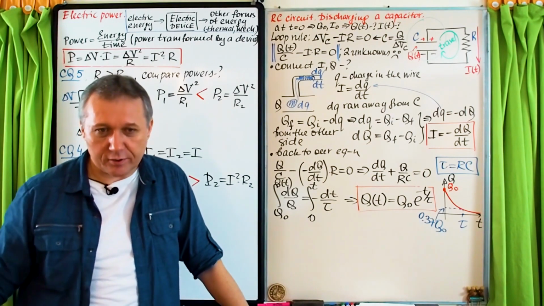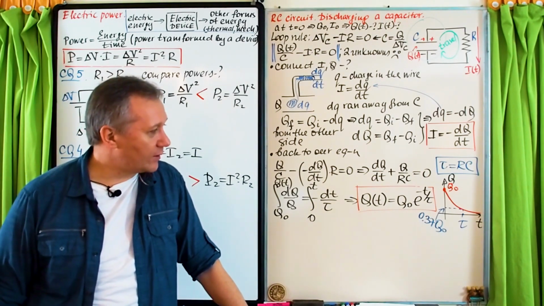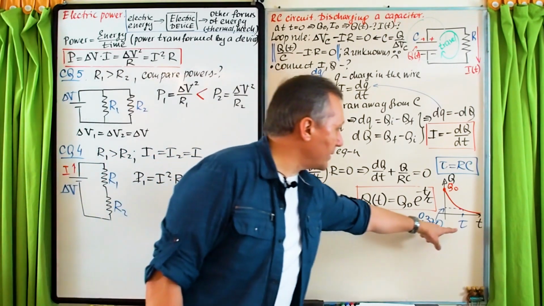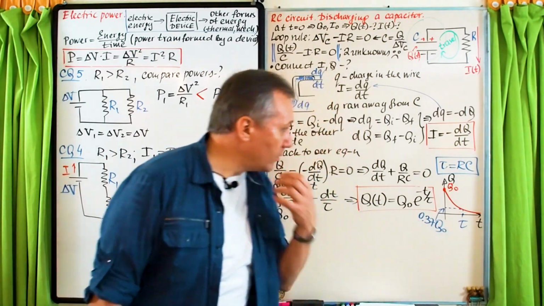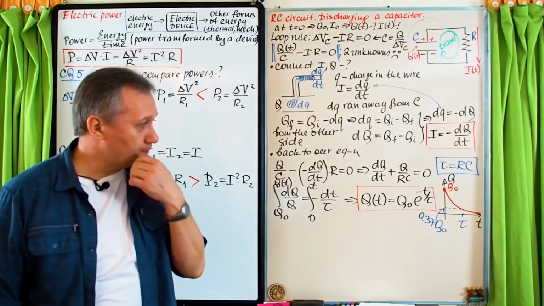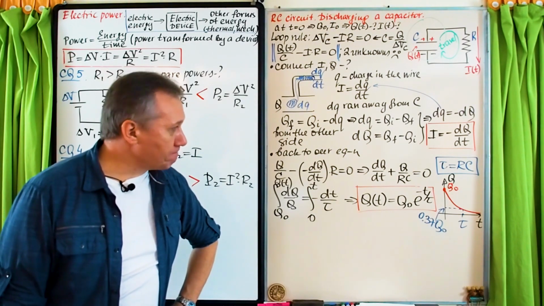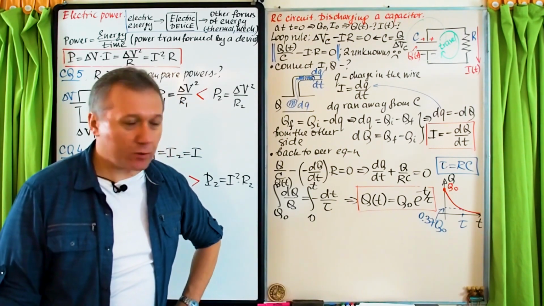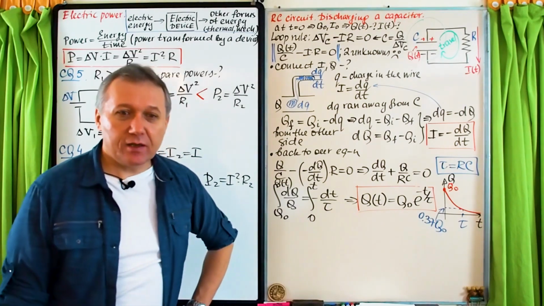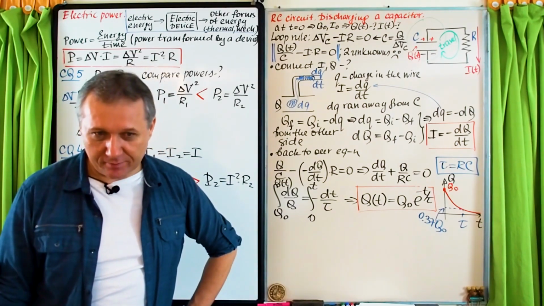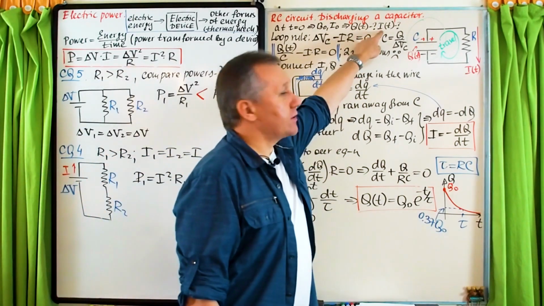Okay, charge reaches 37% of its maximum value. So that's what happens at tau. Now then, next, so now we know how charge changes. How can we find current? How current changes in time?